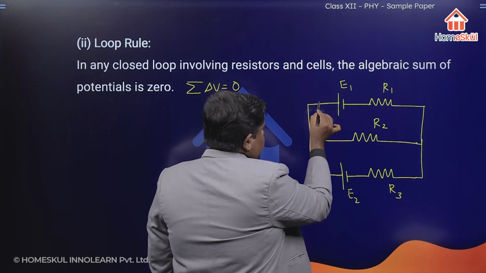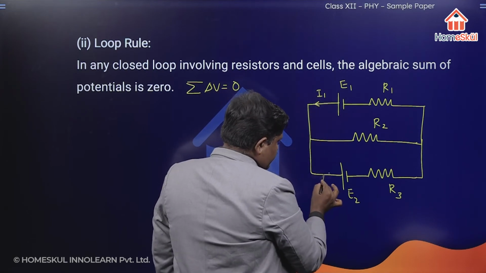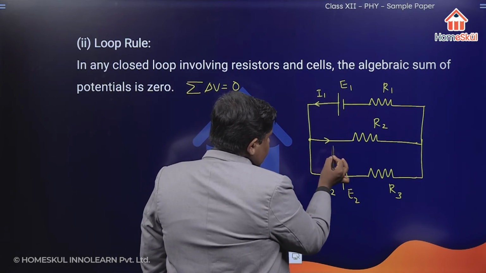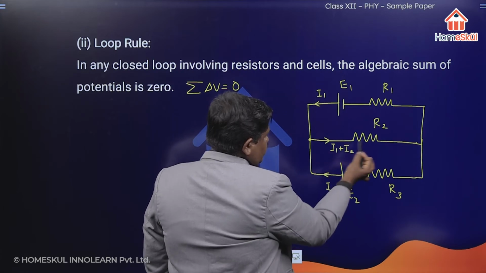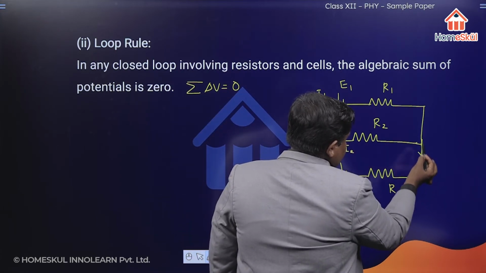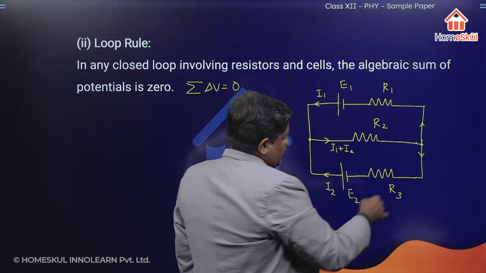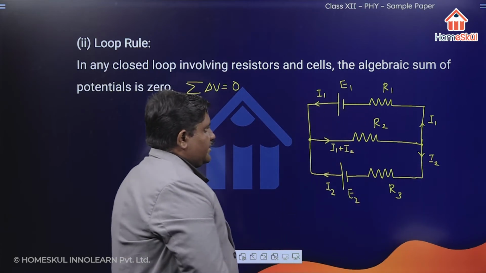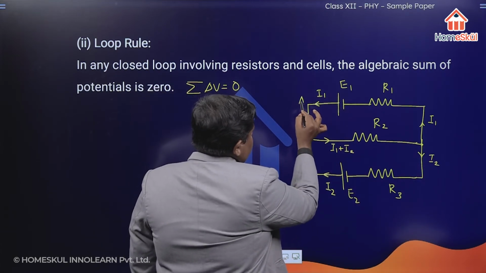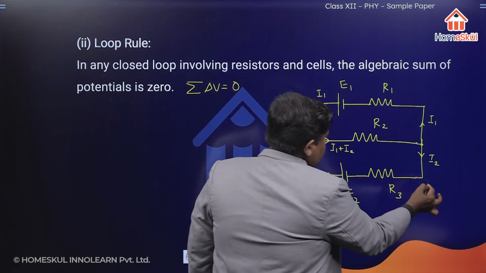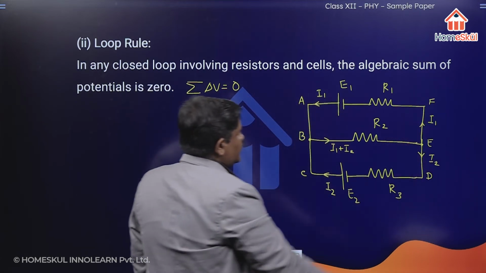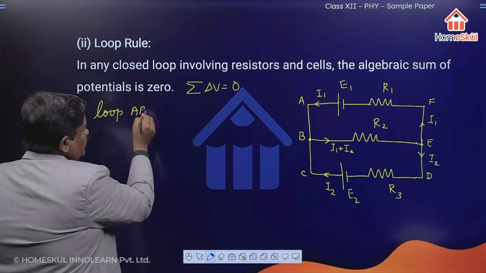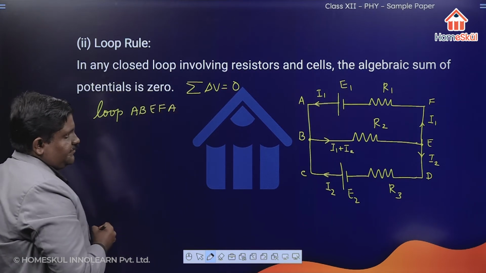Then in this case, let I1 be the current flowing from E1 and I2 be the current flowing from E2. At this junction they meet together, and I1 plus I2 current will be flowing through R2, and at this junction the current will be flowing as I1 to E1 and I2 to E2. For calculating, we consider the loop as A, B, C, D, E, F. So the first loop we have to calculate is loop A, B, E, F, A.